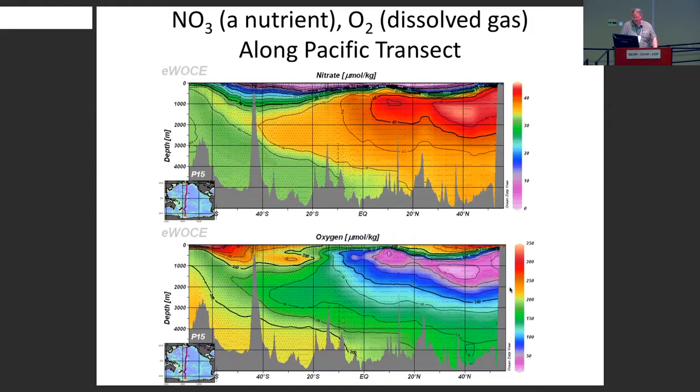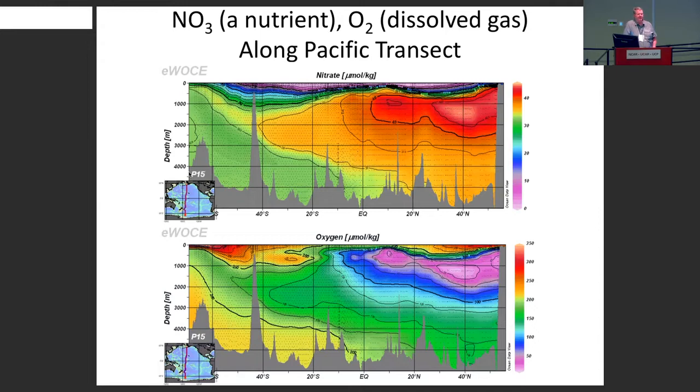So I've got a couple of figures here that are from ship tracks going across the Pacific Ocean from Antarctica up to the Aleutians. These start at Antarctica, and this ship track goes all the way north up to the Aleutian Islands. In this top figure, latitude is going left to right, and depth is going top to bottom, and the top panel is nitrate, and the bottom panel is dissolved oxygen.